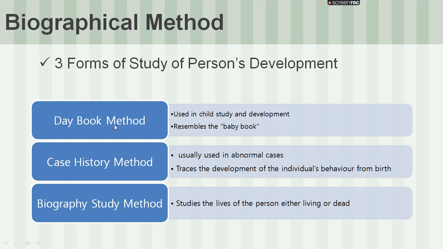First one is the daybook method. This is more like a journal, or a diary or a baby book. We have case history method, usually used in abnormal cases, wherein you trace the development of the individual's behavior from birth. In biography study method, you study the lives of the person, either they are living or they are dead.